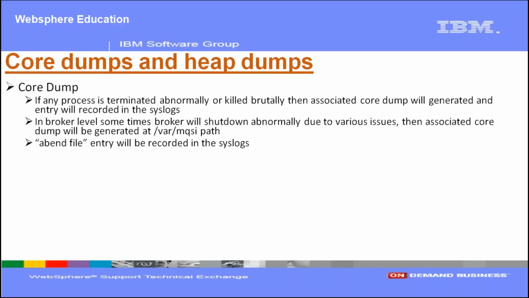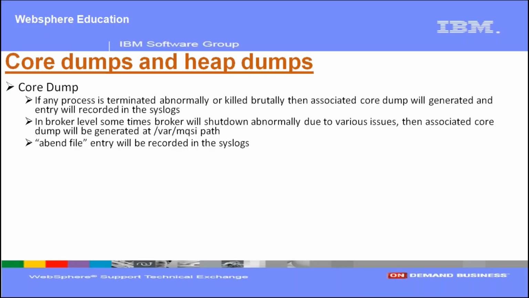The core dump and the heap dump, I think I'm fine with that, because a core dump is created always when something abruptly happens in the process. That's how we get the core dump. A heap dump is actually when a spike of CPU happens. Exactly. But this abend file, I never heard of it. Can you explain it?